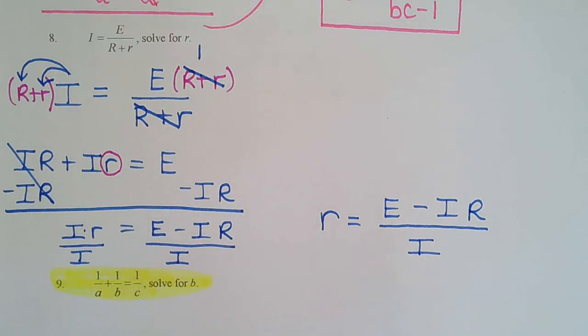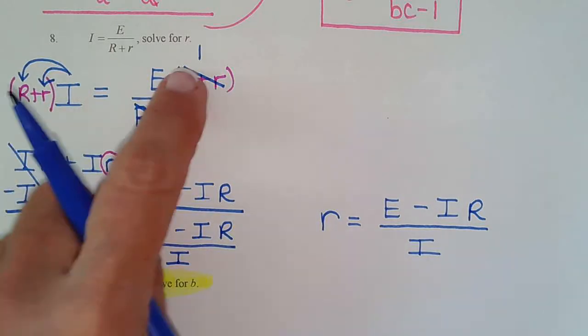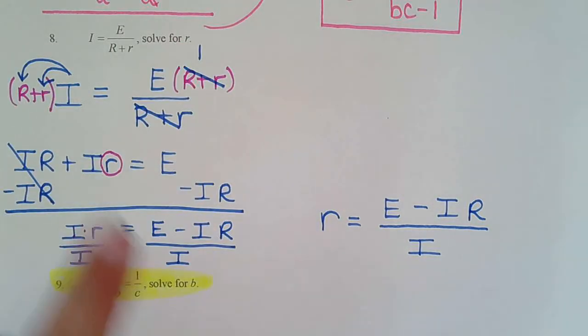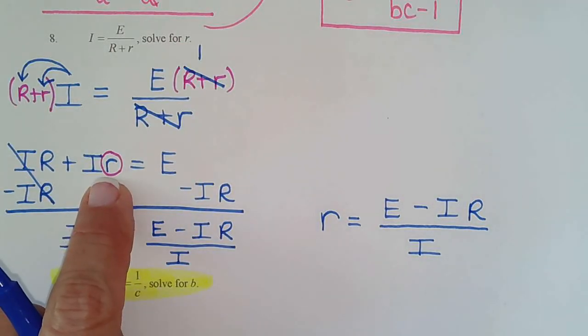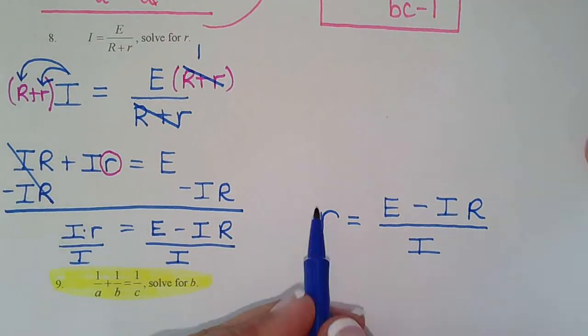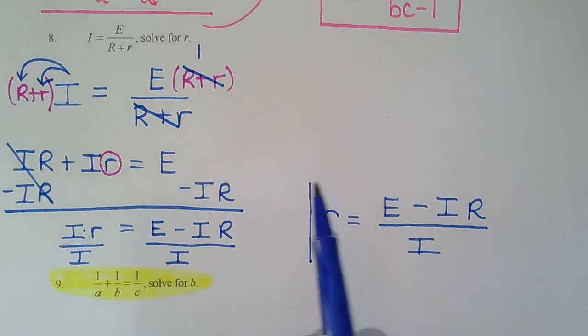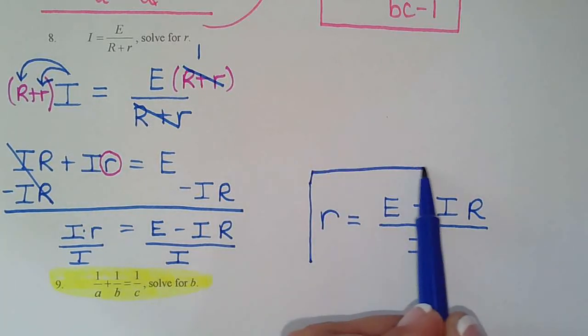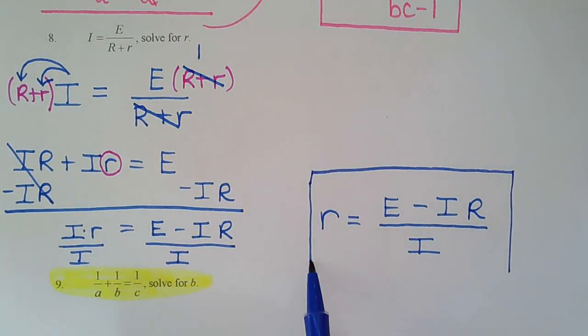Pretty easy stuff, huh? You just have to pretend they're numbers and do the exact same thing you would with numbers. Multiply both sides to get rid of the fractions. Distribute. Cancel common factors. Do the opposite to get the desired letter alone. Okay, so if you haven't done 9, make sure you turn off the video and try it. And then I will check it with you.